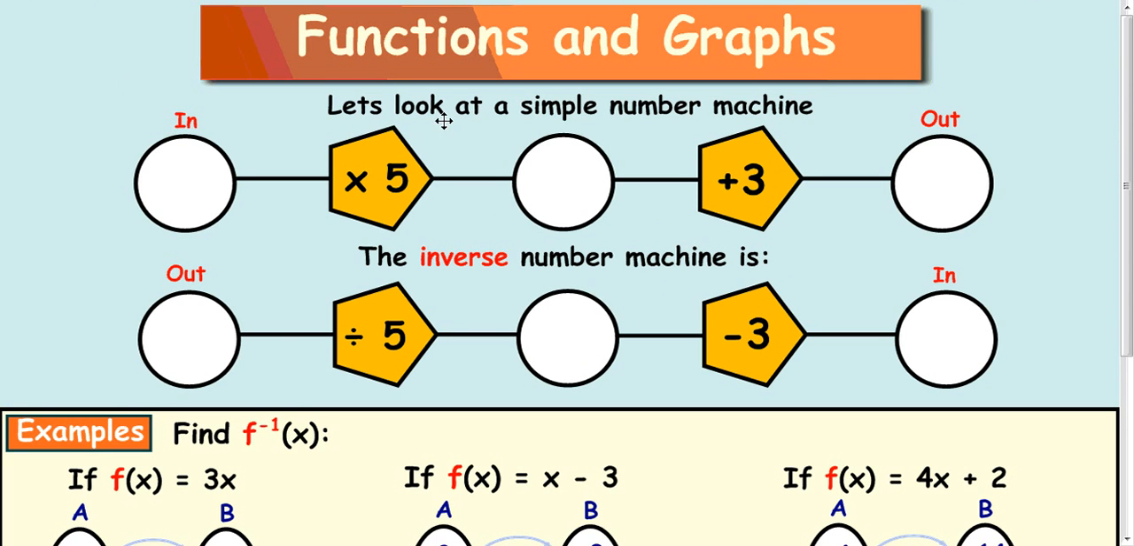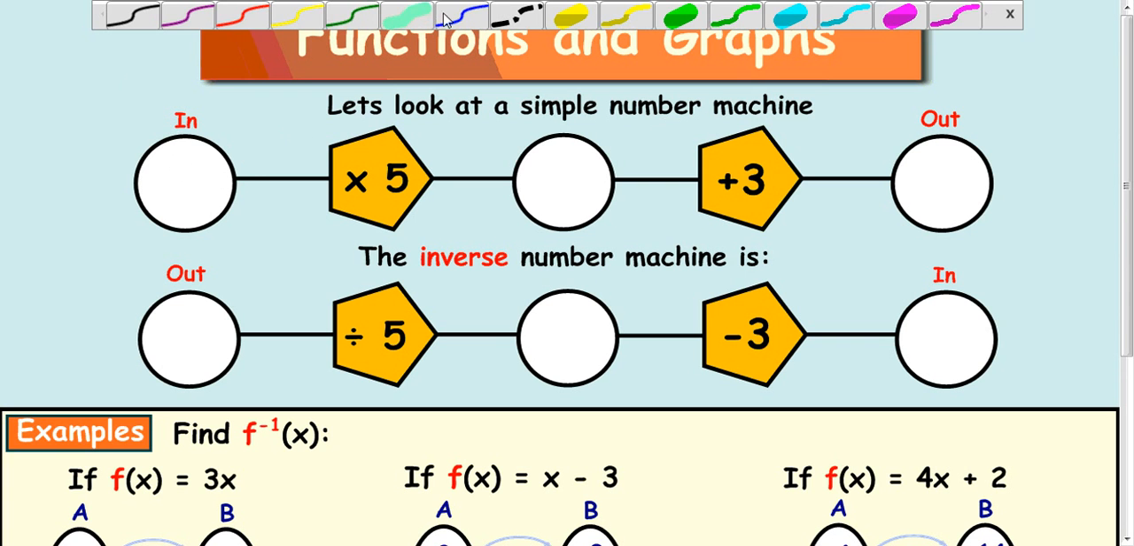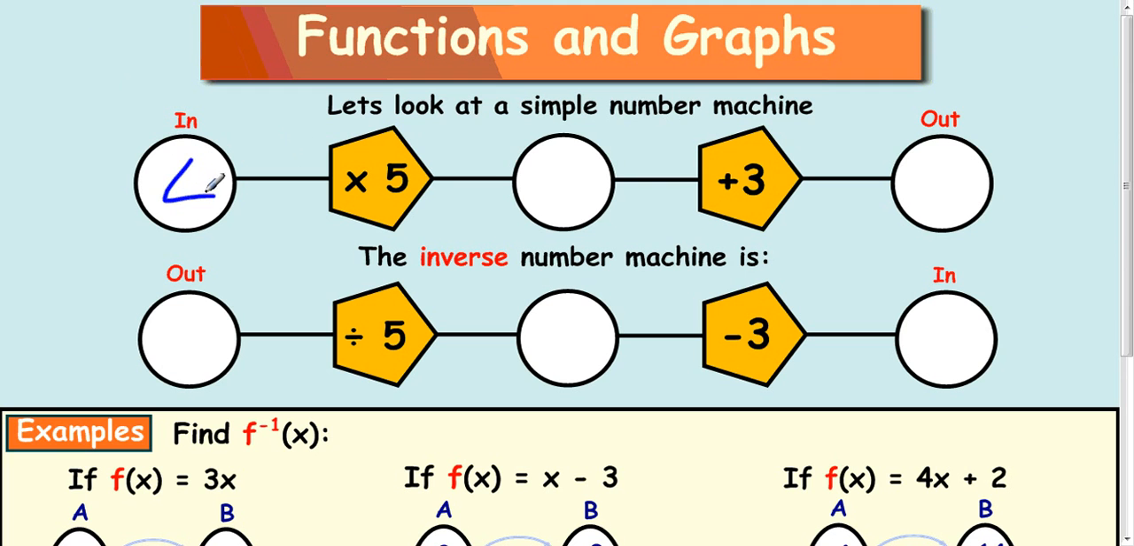So let's look at a simple number machine and work out how to find the inverse function. So if I looked at this example here and I said take 4, multiply it by 5, I'll give you 20, and then add 3 to get 23. What did I do to get back to my starting value? Well, the easiest way to think of it is to do the exact opposite. Go back the way you came.